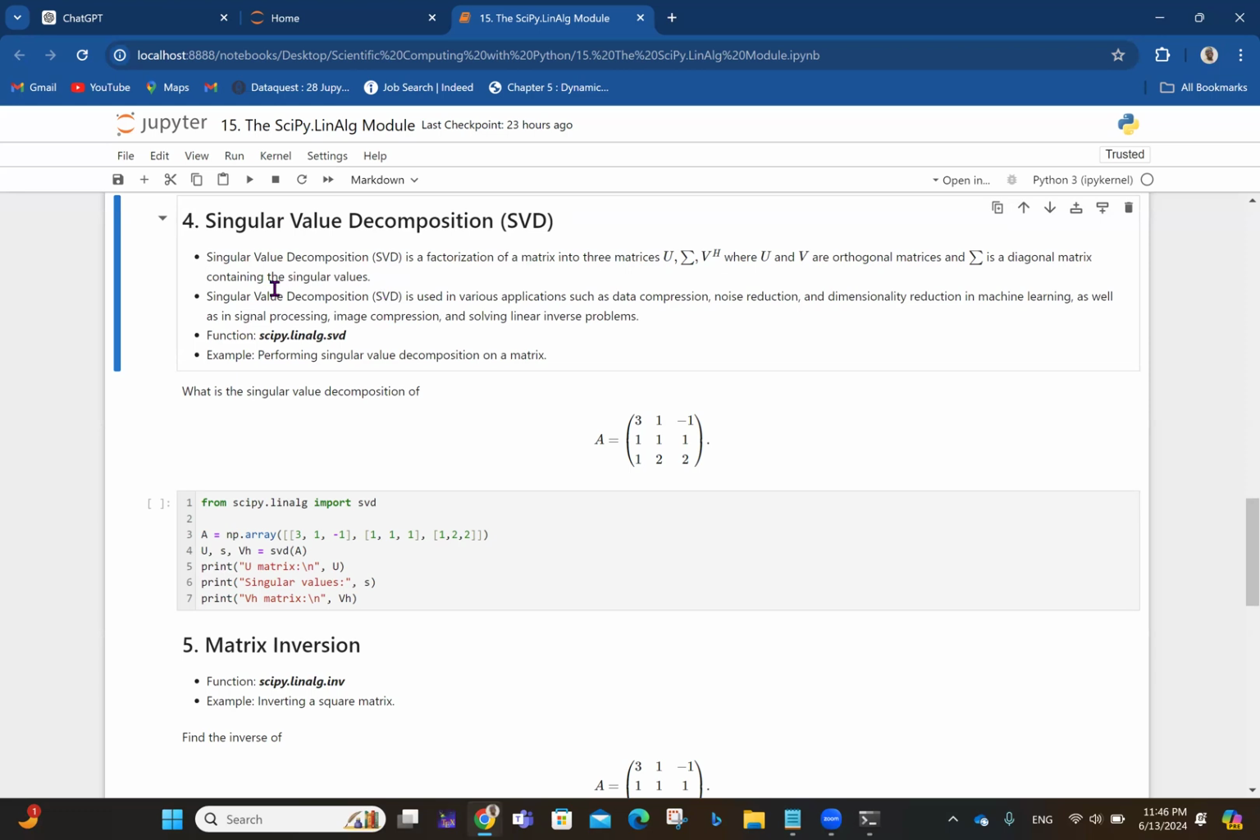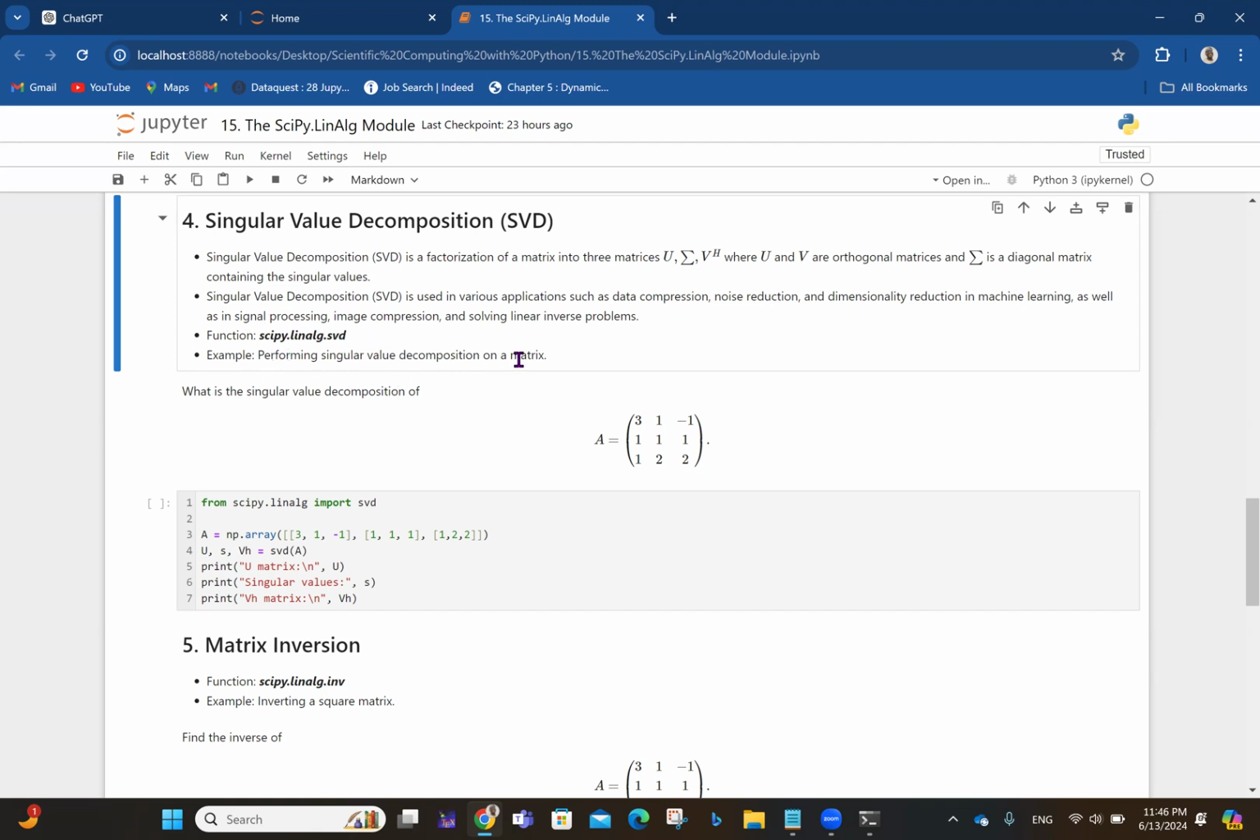All right, singular value decomposition, SVD, is used in various applications such as data compression, you can see that, noise reduction, and dimensionality reduction in machine learning, as well as in signal processing, image compression, and solving linear inverse problems. Okay, and of course, the function is actually svd, SVD for singular value decomposition, inside the linalg module under the SciPy library.